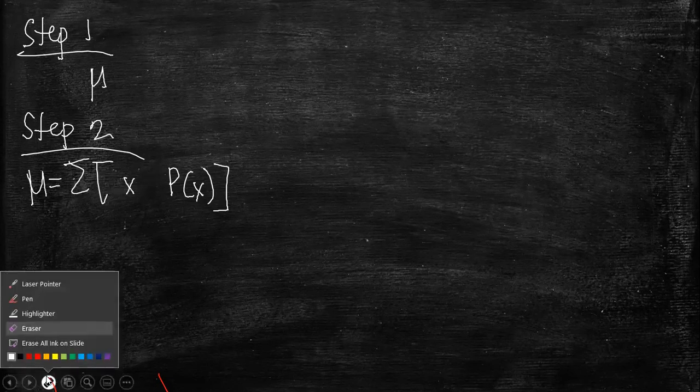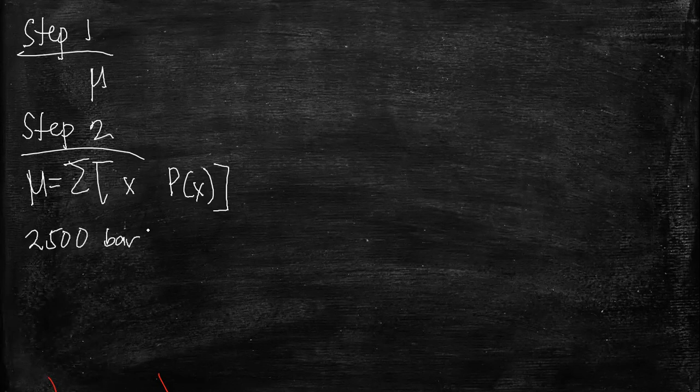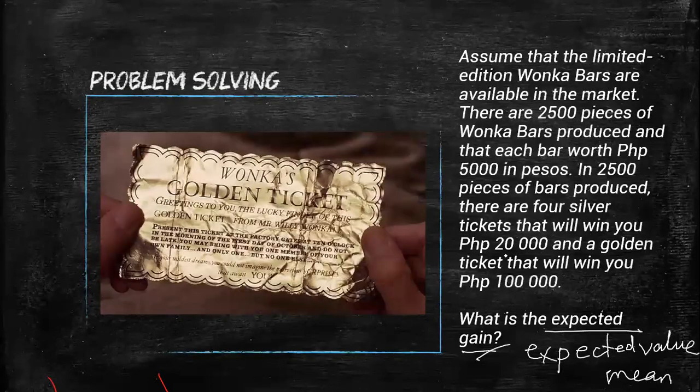Okay. Next, what are the given? So, we have 2,500 bars. Yung pera class, wag muna natin kunin. Okay? Kasi hindi yun yung random variable. Yun na agad. Yun yung clue. Ngayon, balik tayo sa problem. Kasi, kung hahanapin natin yung expected value, kailangan makabuo tayo ng probability or discrete probability distribution. Class, sa tingin nyo, alin dito yung may probability?